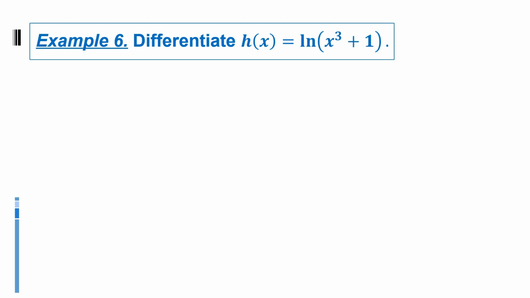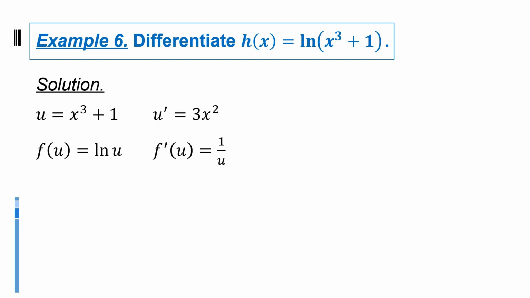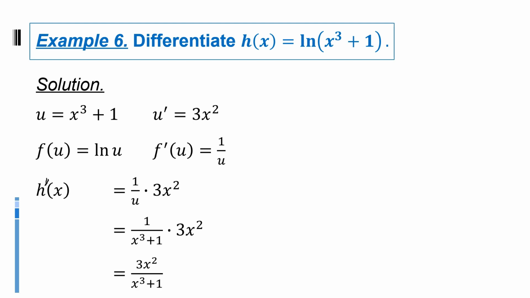Di ba madali lang? Differentiate h of x equals ln of x cubed plus 1. Our u here is x cubed plus 1, and our f of u is equal to ln u. u prime is equal to 3x squared, and f prime of u is equal to 1 over u. So h prime of x now is equal to 1 over u times 3x squared, or that is 1 over x cubed plus 1 times 3x squared. And if we multiply that, that is equal to 3x squared all over x cubed plus 1.